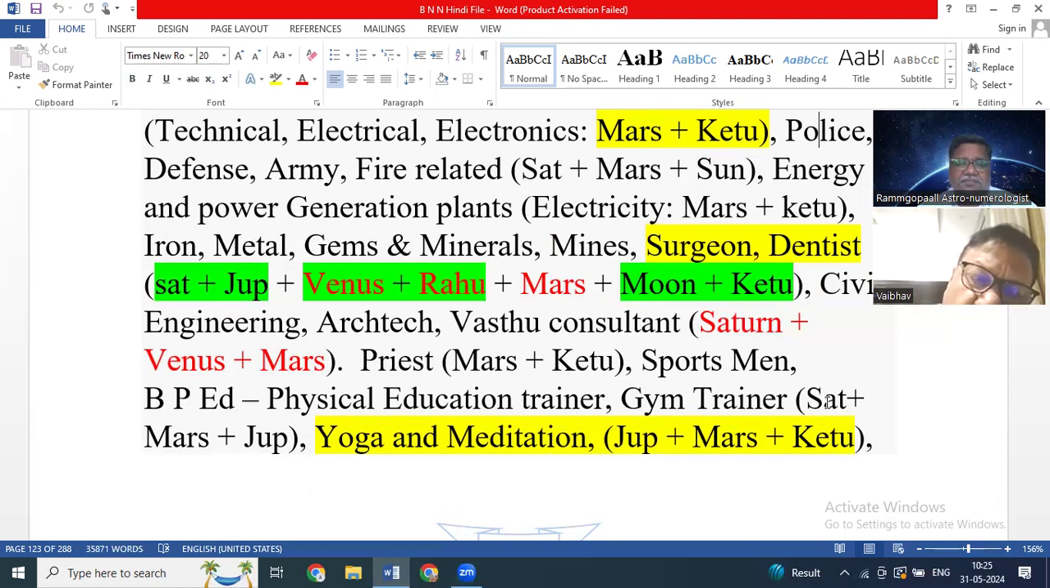And priest, Pujari, Pandit. For a Pandit, the Mars and Ketu combination. Mars is Mantra, Yantra, Tantra. Ketu is Vedas. From the Vedas, what is Tantra, what is Mantra, what is Yantra, he will take and practice. That's why Mars and Ketu have to be together for a Pandit, to become a Pandit.